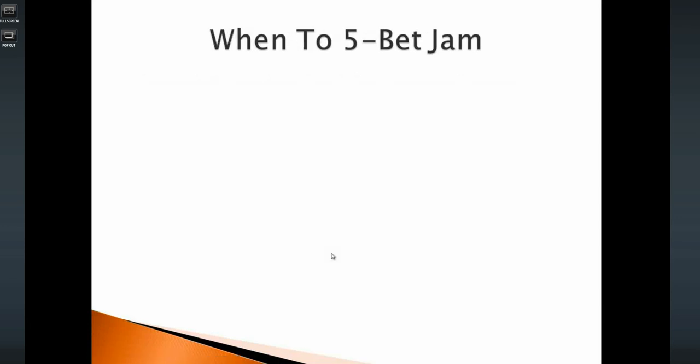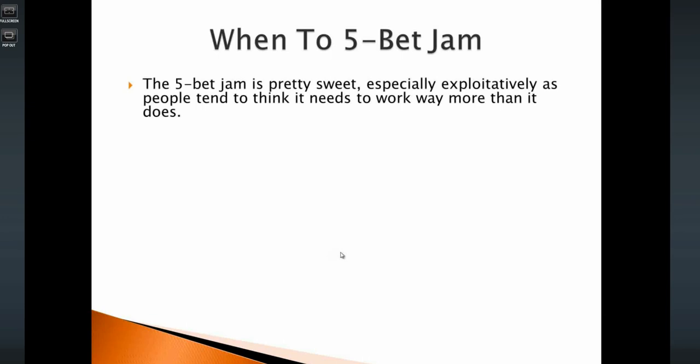Win to 5-bet jam. The 5-bet jam is pretty sweet, especially exploitatively, as people tend to think it needs to work way more than it does. He's risking 91 big blinds to win 34 big blinds. I can fold a ton here. Tends to be people's thought process without realizing that since you are guaranteed to realize the equity on your hand, it doesn't need to work nearly this often.